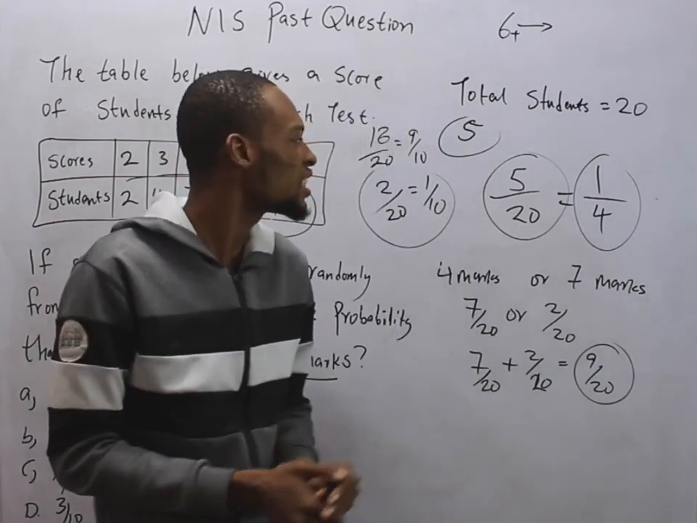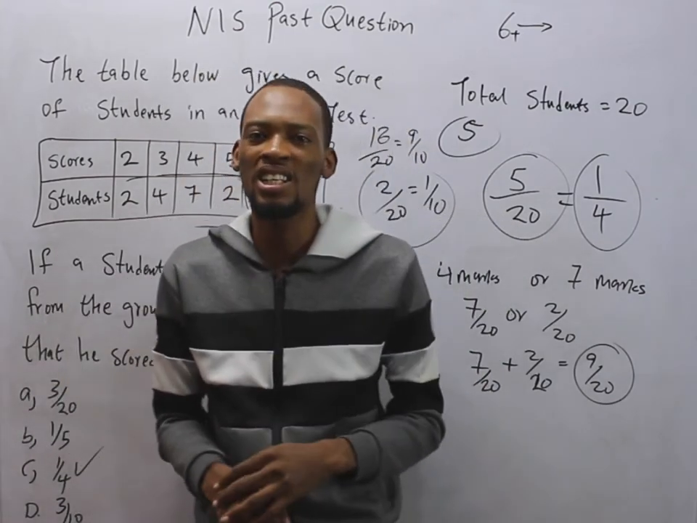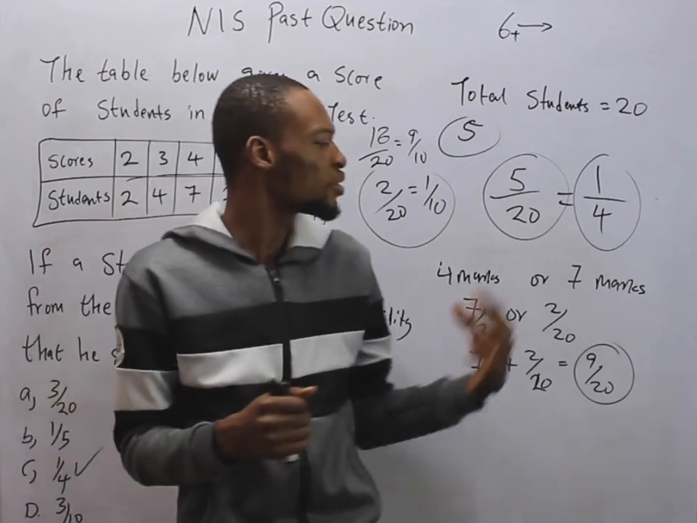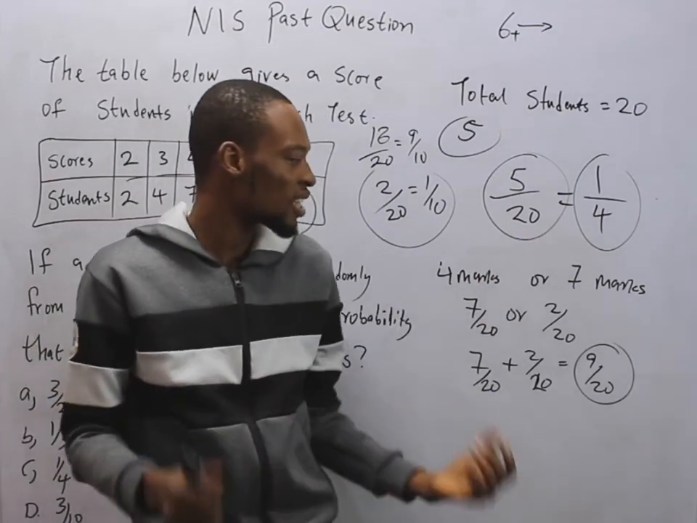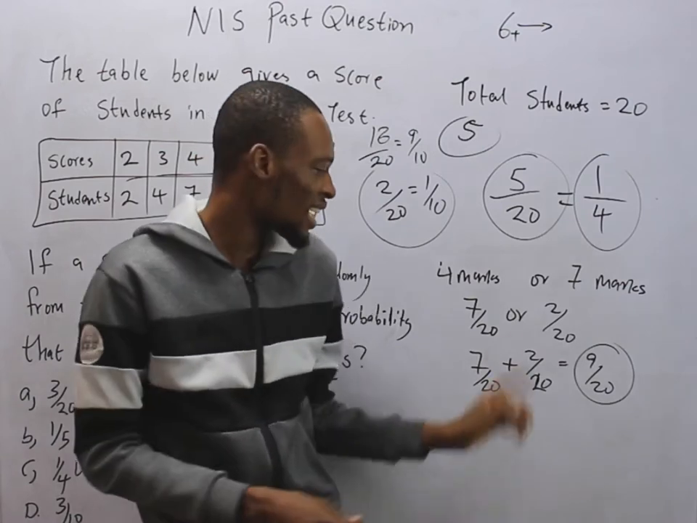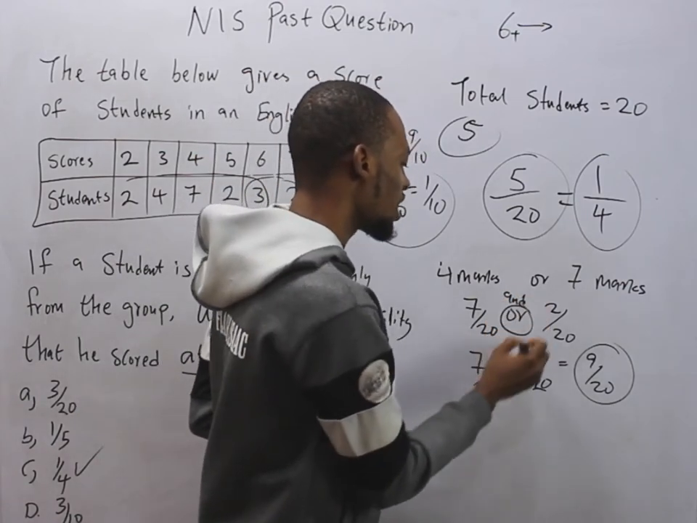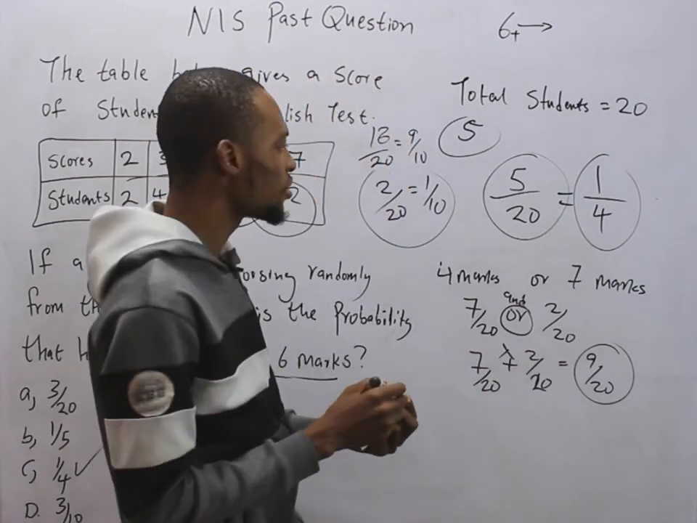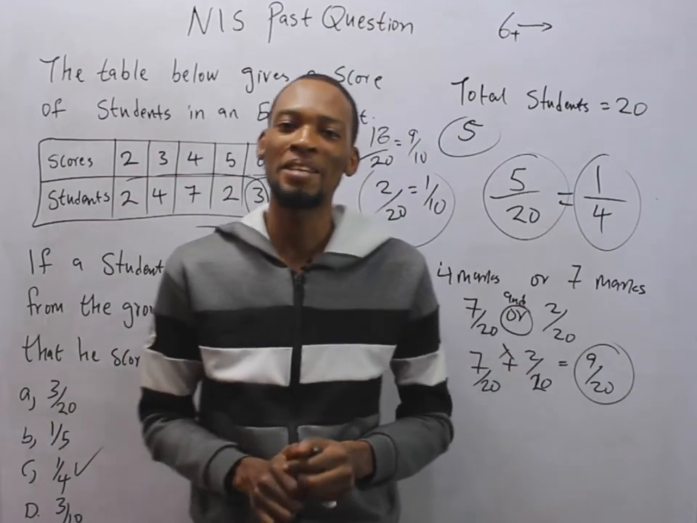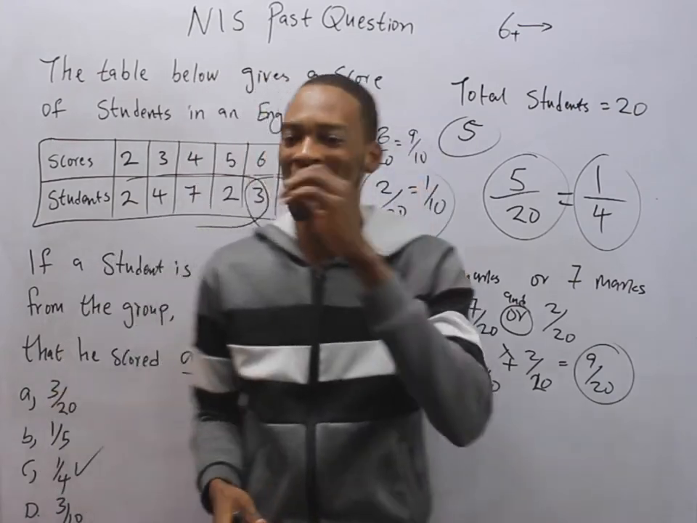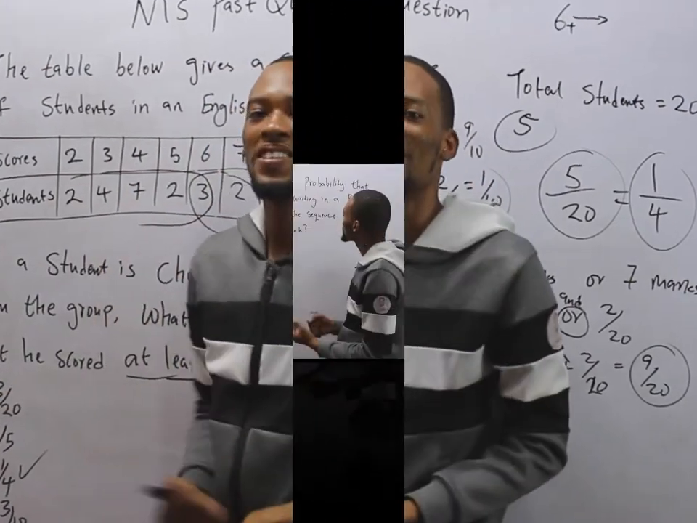So when you are given a table and you are asked to calculate probability or chance, just do everything I've explained here and you get your answer. And in probability, once they say and, it is no longer addition, it is now multiplication. So these are the rules you need to answer these types of questions. So let's look at the next question.